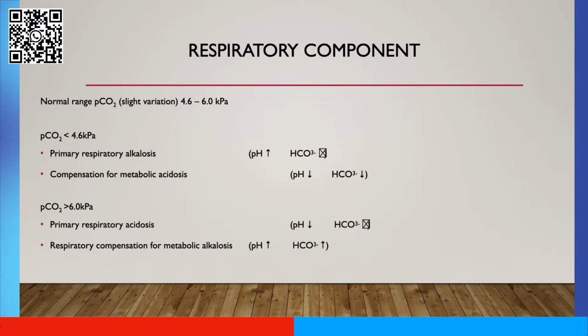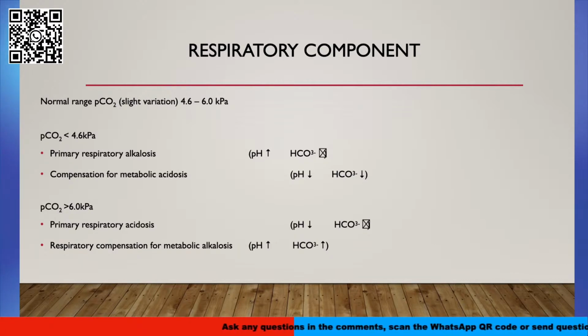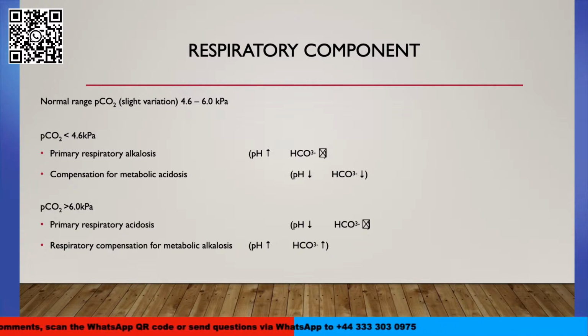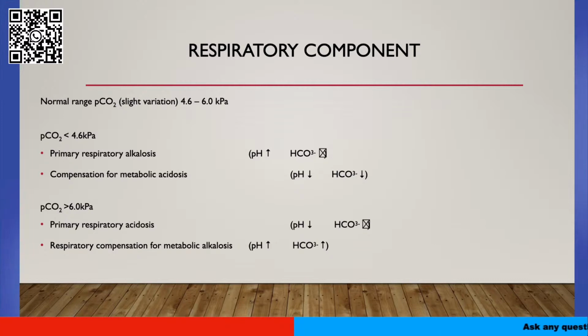Looking then at the respiratory component, each lab will have a slightly different variance on what a normal value is. We usually work with a PCO2 of 4.6 to 6 kilopascals being within the normal range. If your PCO2 is less than this, this might be due to a primary respiratory alkalosis, or it could be a compensation for a metabolic acidosis. And then if it's greater than 6, it may represent a primary respiratory acidosis, or it might be due to respiratory compensation for a metabolic alkalosis.